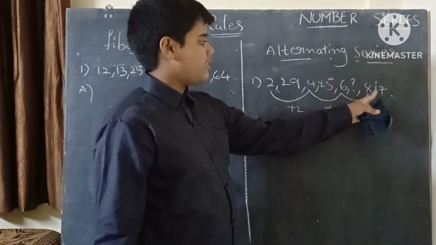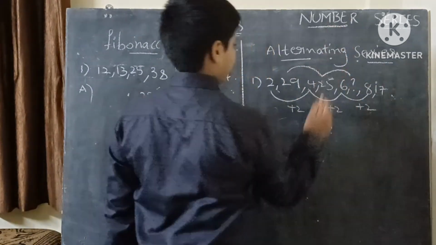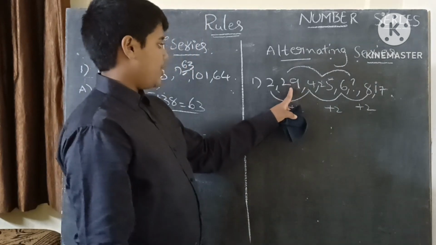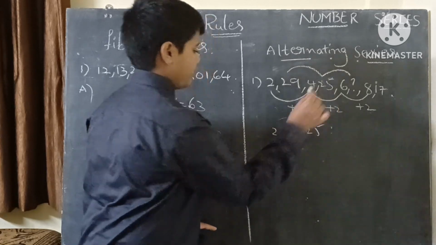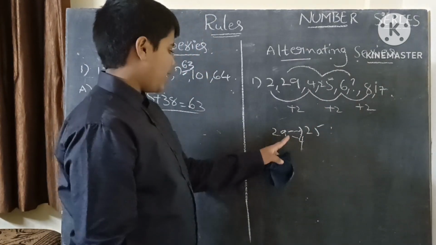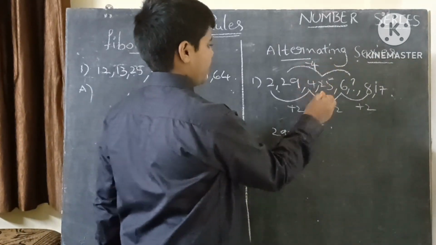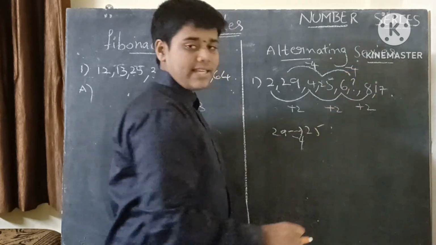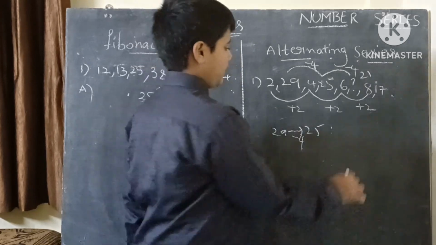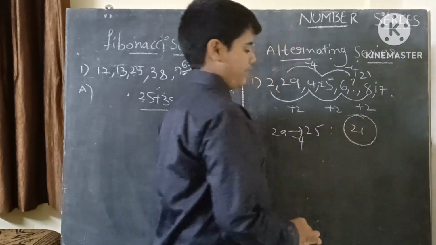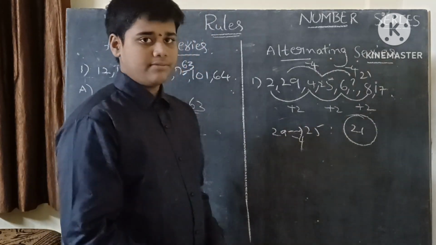So this alternating series is not satisfying for this number. So we have to take like this. If we see here, 29 to 25. Here the number decreases, 29 to 25, which means minus 4. We have to subtract 4 in this number, and here also we have to apply the same logic. So 25 minus 4, it becomes 21. So the unknown number is 21. Okay. So this is alternating series.